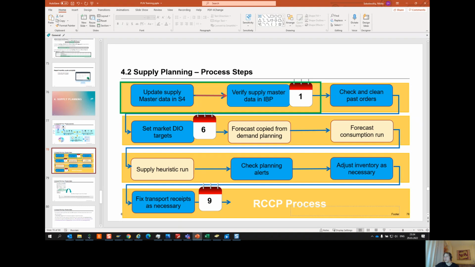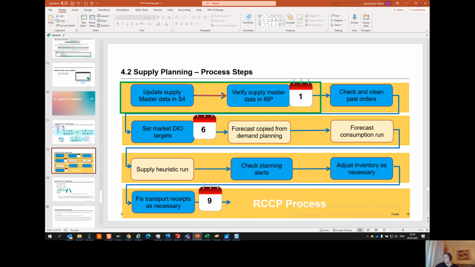So again, the steps are as follows. They need to maintain master data in SAP related to supply. So that's material master data, also the work center master data, so the machines maintained in SAP. Also plant master data or location master data, it's also called, and so on. So everything should be maintained correctly. Obsolete materials should be obsolete, active materials should be active, and so on.